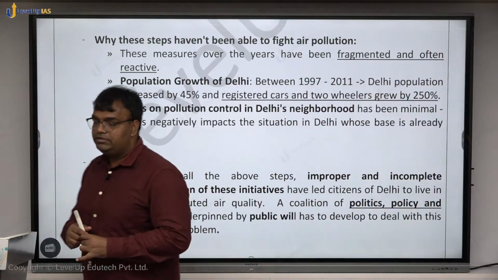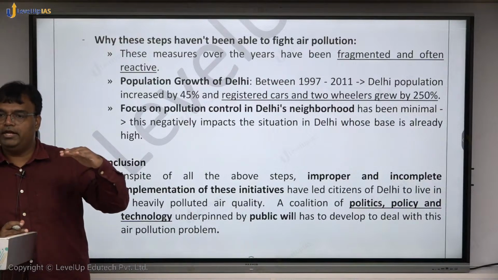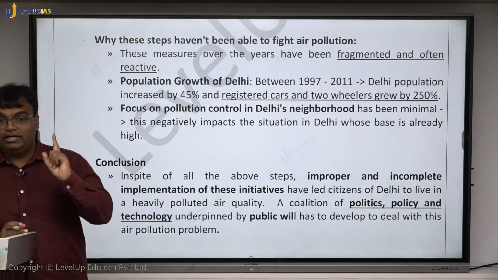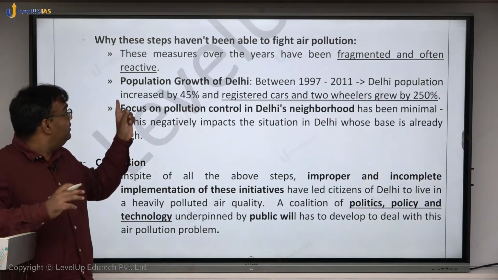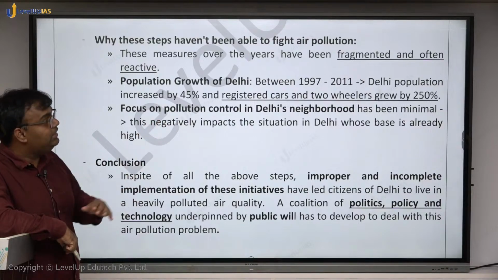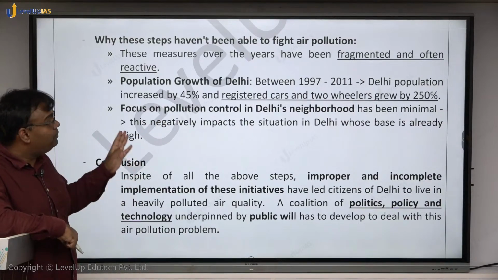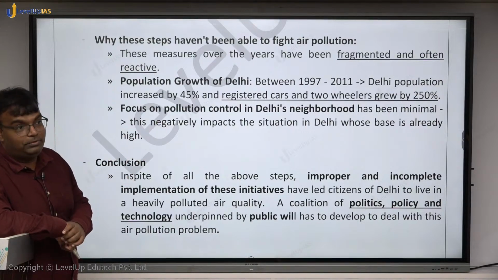One is these steps have mostly been reactive. Reactive means pollution has increased a lot, so you are trying to reduce it, rather than planning in advance, not allowing the pollution to go up. Second, population growth of Delhi has been immense. Between 1997 and 2011, Delhi's population increased by 45% and registered cars and two-wheelers grew by 250%.